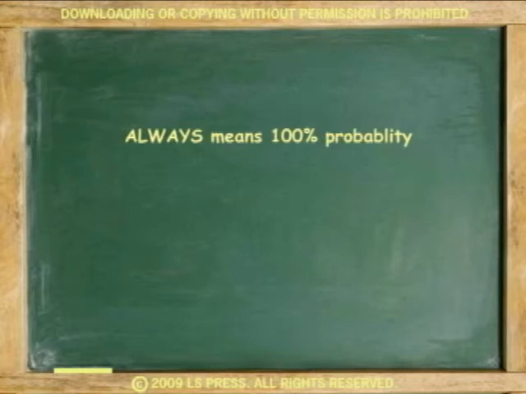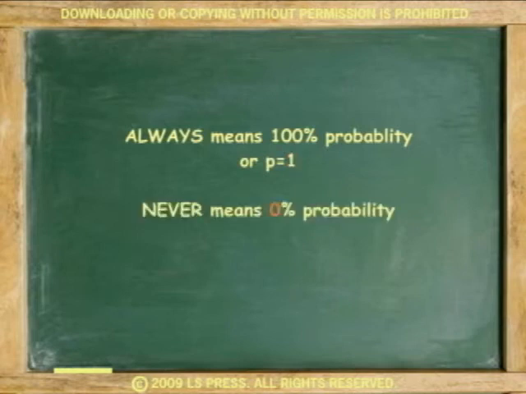Now, if the probability of an event that is always going to occur is 1, then the probability of an event which never happens is 0. Furthermore, if the probability of an event is P, then the probability of that event not taking place is 1 minus P.